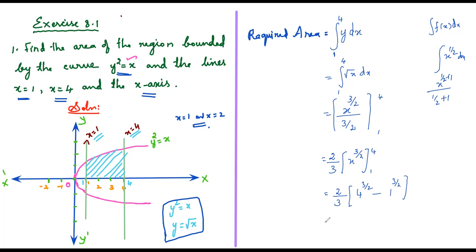So it is equal to 2 by 3 into 4 power 3 by 2 is 8, and 1 power any number is 1. How do you get 4 power 3 by 2 to be 8? 4 power 3 by 2 is 4 power 1 by 2 the whole cube. 4 power 1 by 2 into 3 is 4 power 3 by 2. And that will be equal to square root of 4 is 2, so it is 2 power 3, so it is 8. So now you simplify it, you'll get 14 by 3.